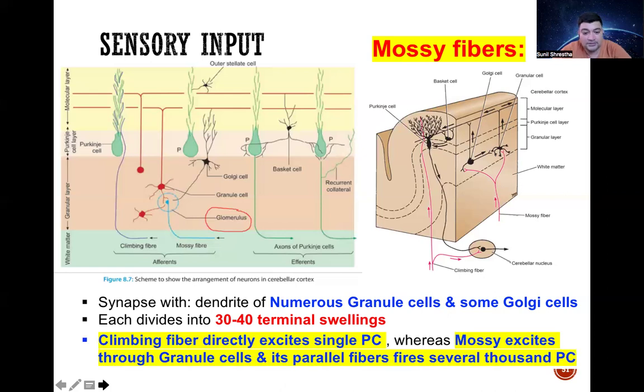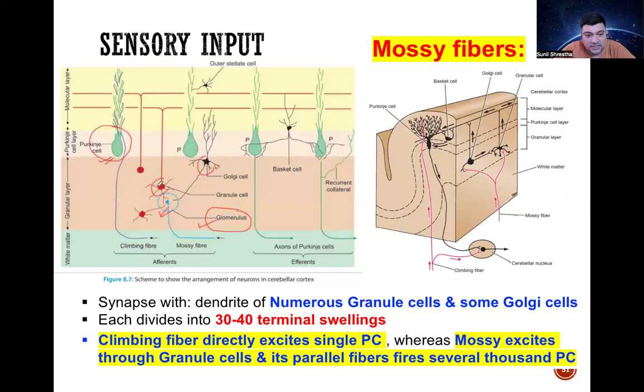Now, the climbing fiber directly excites a single Purkinje cell. This climbing fiber excites only a single cell because of the monosynaptic condition, so it can only excite a single Purkinje cell there. Whereas the mossy fiber mostly excites the granule cell, because it gets in contact with the granule cell layer as well as the Golgi cell layer, forming the glomerulus.